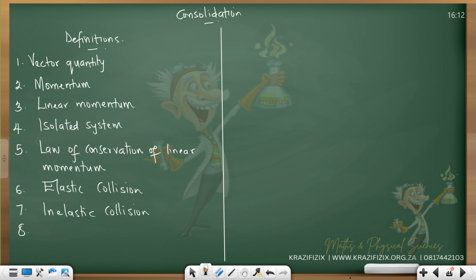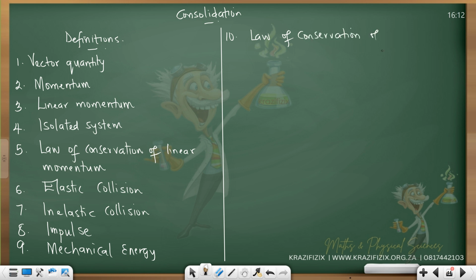Number 8, we then talked about impulse, which is the product of net force and time. Then number 9, we defined mechanical energy as the sum of kinetic and potential energy. And number 10, we spoke about the law of conservation of mechanical energy.